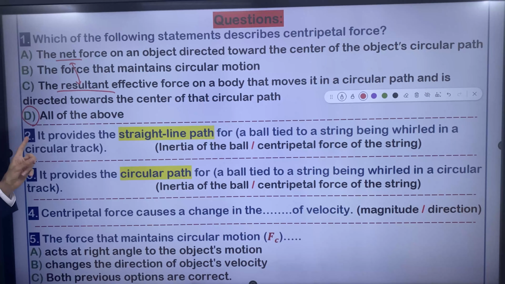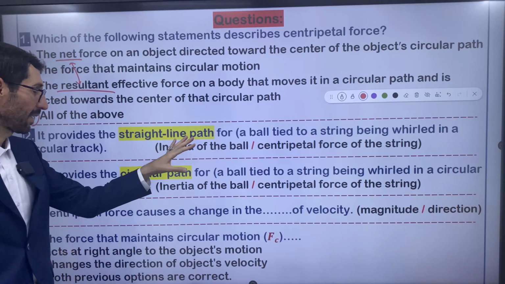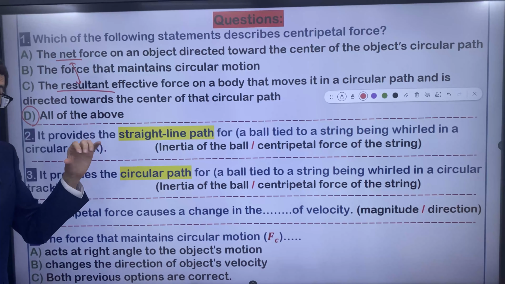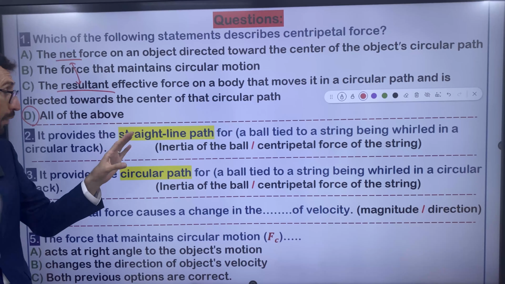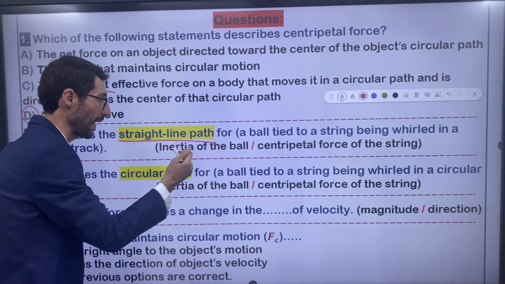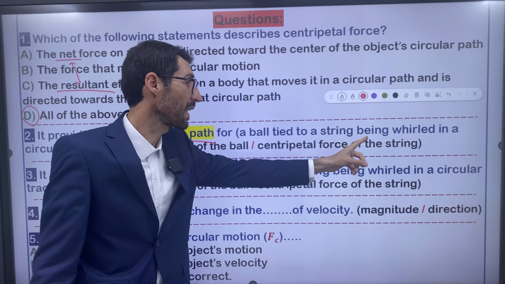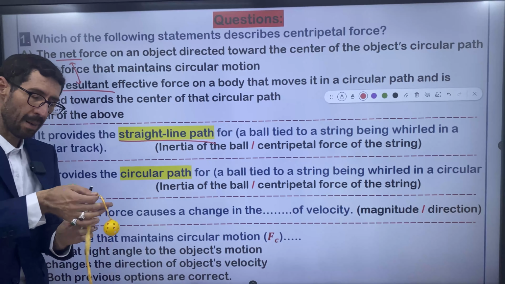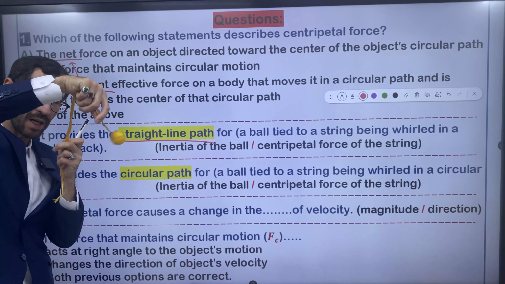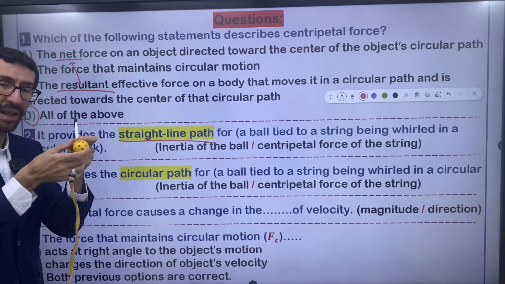Number 2, it provides the straight line path. You see, I highlighted it for focusing on this. I want you to focus on this straight line path. That's why I highlighted it, actually. For a ball tied to a string being whirled in a circular track. So this is the ball, and I'm going to whirl it in a circular track, right? In this situation, it says it provides the straight line path.